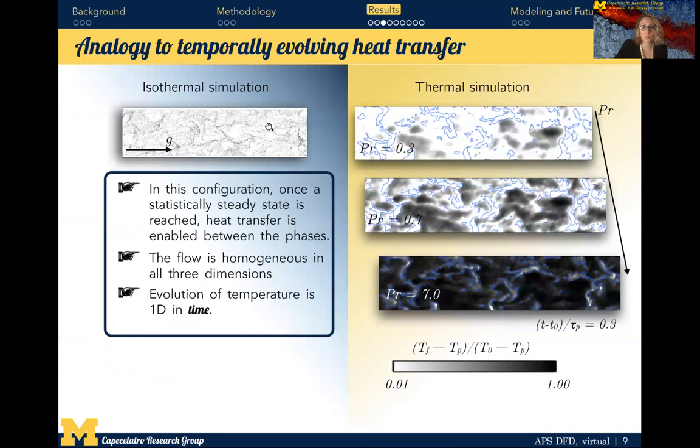So here we have our isothermal simulation, but once this reaches a statistically steady state, rather than injecting the fluid and the particles into a thermal domain to evolve spatially, heat transfer is enabled between the phases, and then over time, it reaches a thermally steady state. So here the flow is homogeneous in all 3 directions, and the evolution of temperature is 1D in time rather than in space.